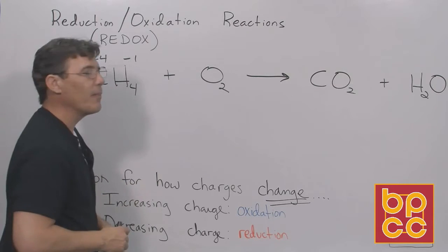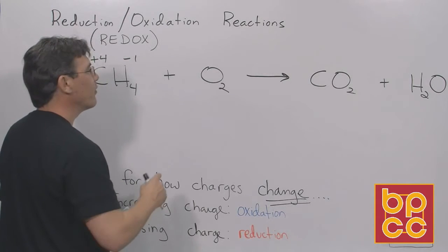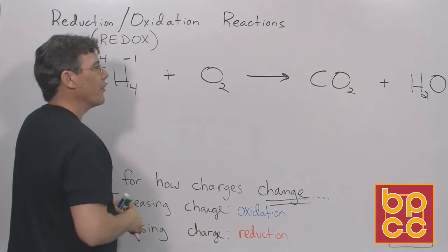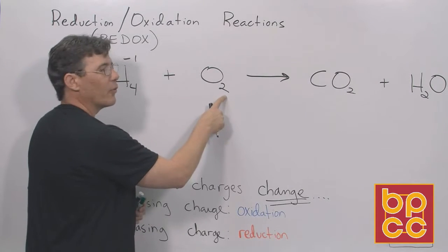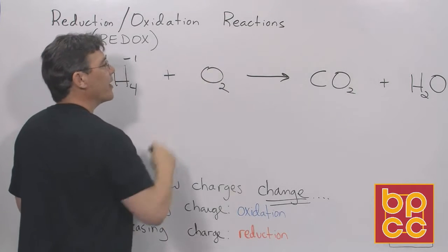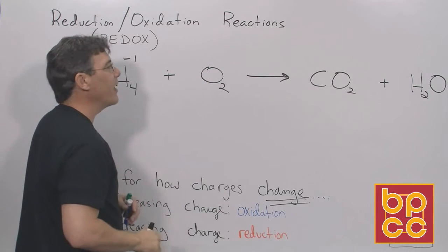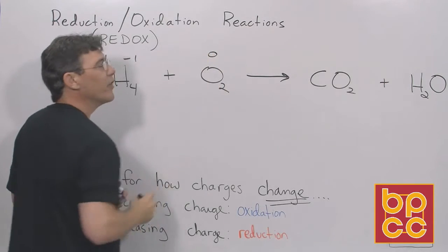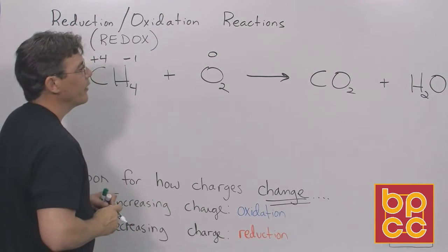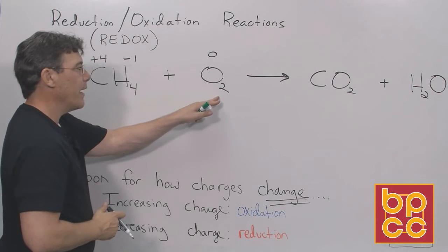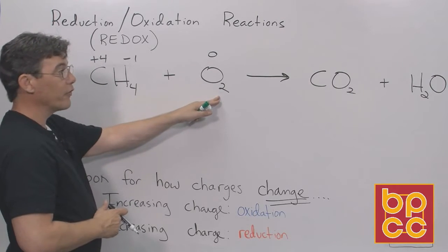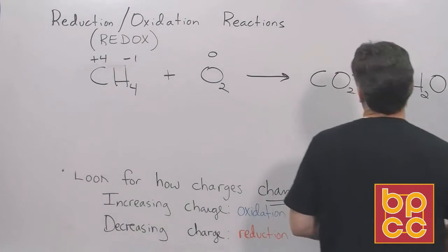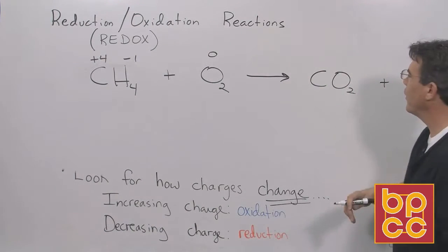Now here's something neat about reduction oxidation reactions. Elements that are by themselves, although this oxygen here is paired with itself, but with no other element involved, when we have a lone element, these are very easy to assign. We simply assign them a charge of 0. So oxygen on the reactant side gets assigned a charge of 0. Let's go to the product side and identify the charges that we see, and then we'll start looking at changes.